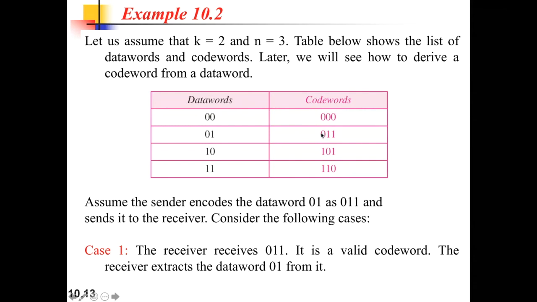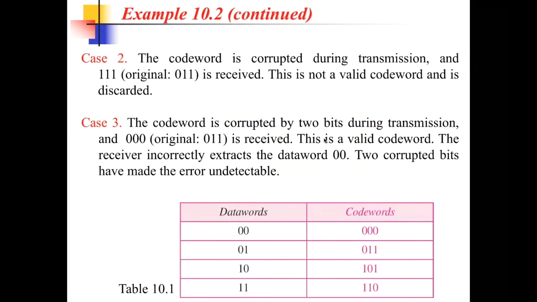You know that the first two bits are the data word, and the last bit is a redundant bit, used only for error detection. You found this word in the table and it matches, so it is a valid code word. Now it is time to discard the redundant bit. You discard the last bit and keep the data, which is 01. This was case number 1.